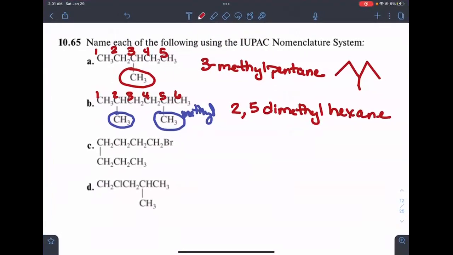Okay, all right, now be careful with this. You're looking for the longest main chain without picking up your finger, and start at the nearest substituent.